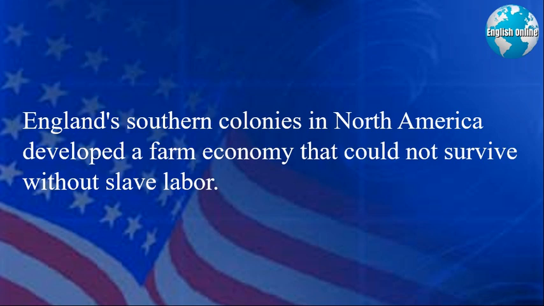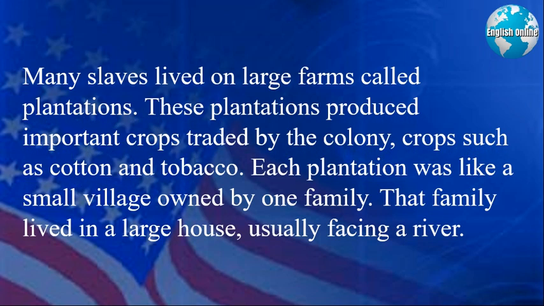England's southern colonies in North America developed a farm economy that could not survive without slave labor. Many slaves lived on large farms called plantations. These plantations produced important crops traded by the colony, crops such as cotton and tobacco. Each plantation was like a small village owned by one family. That family lived in a large house, usually facing a river.